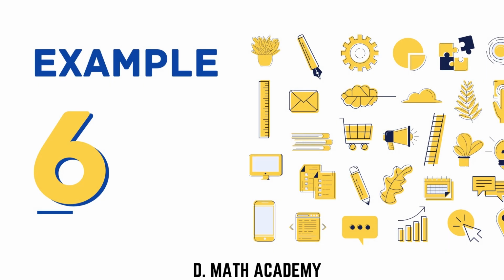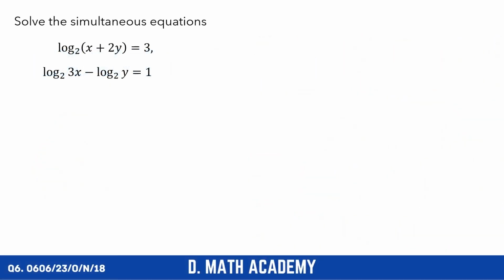Moving on to the last example that we have here. This one will be logarithm in simultaneous equation. So it is given that log with a base of 2 bracket x plus 2y equals to 3. This is our first equation. And the following one will be log 2 3x minus log 2y equals to 1.